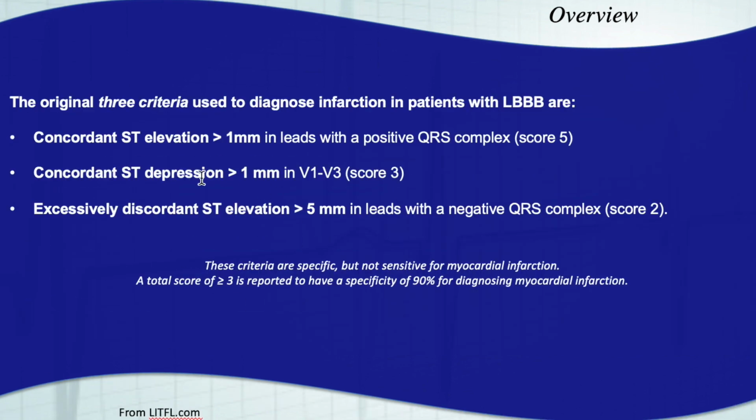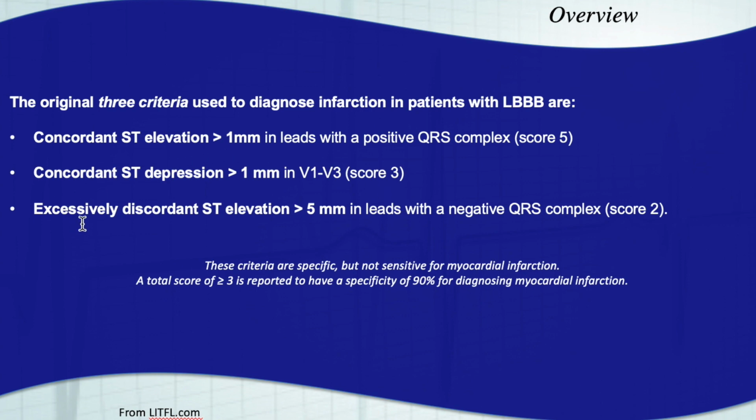So Dr. Sgarbossa developed this criteria. There's three very specific criteria. The first one is concordant ST elevation of at least 1 millimeter in leads that have a positive QRS complex. If you have that, it's a score of 5. So this is a scoring model. The second is concordant ST segment depression greater than 1 millimeter in leads V1 through V3. So we have concordant elevation in the leads that have a positive QRS, and concordant ST depression in V1 through V3. Typically, those leads have a negative QRS with a left bundle branch block.